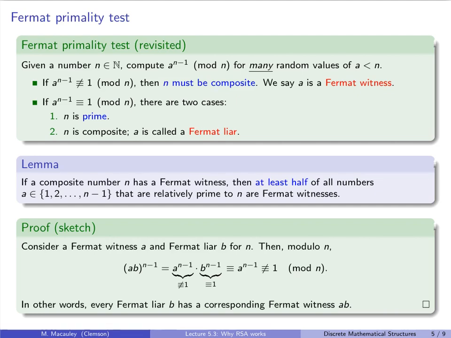In other words, every Fermat liar has a corresponding Fermat witness AB, and I didn't write this down, but because A has a multiplicative inverse mod n, all of the A times B's for Fermat liars are distinct. So that means that there's at least as many Fermat witnesses as there are Fermat liars, because there might be other Fermat witnesses like A that maybe don't have this form.